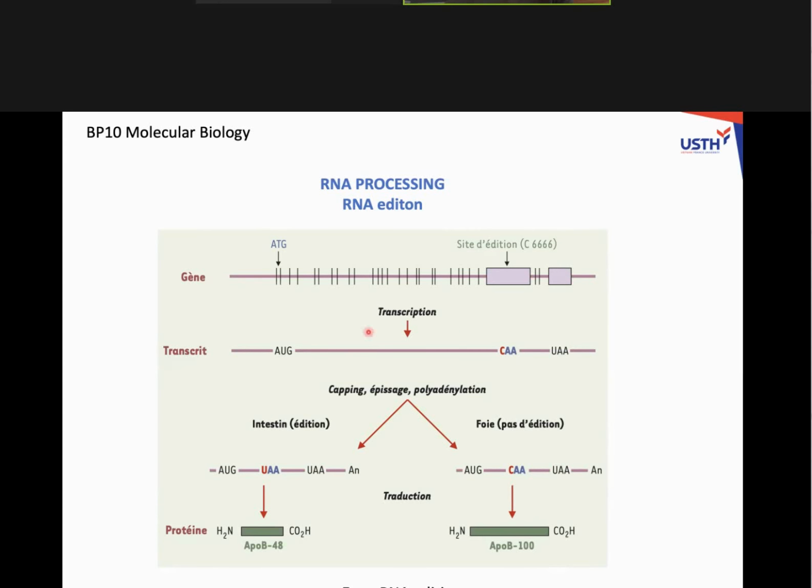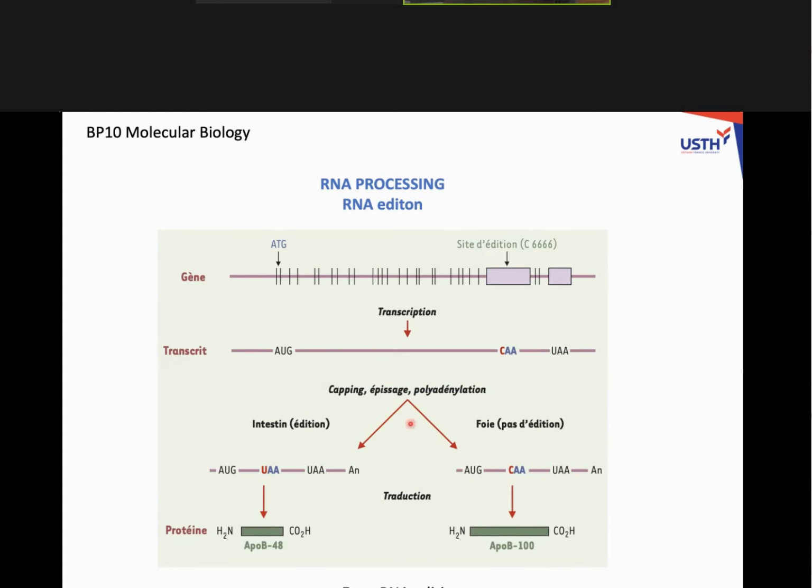Once this gene is transcribed and spliced, there is only one messenger RNA that is produced. So there is no alternative splicing. One gene, transcription, capping, polyadenylation, splicing at the same time. You've got one mRNA. And capping, épissage in French means splicing, and polyadenylation means polyadenylation.